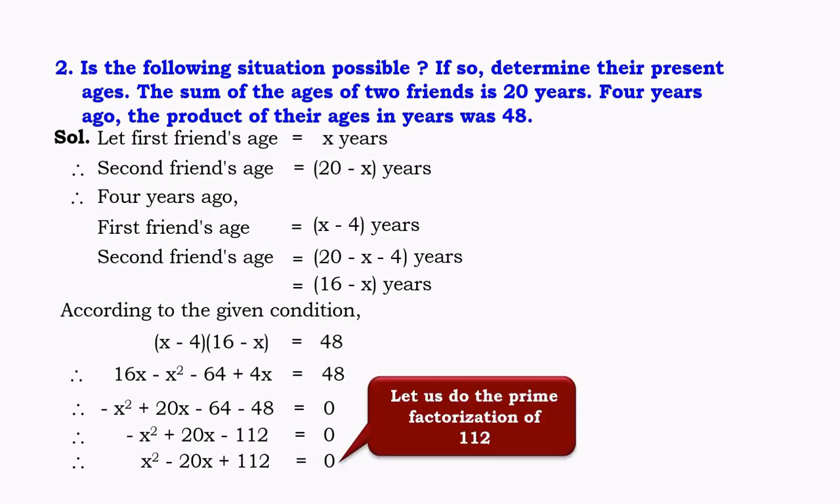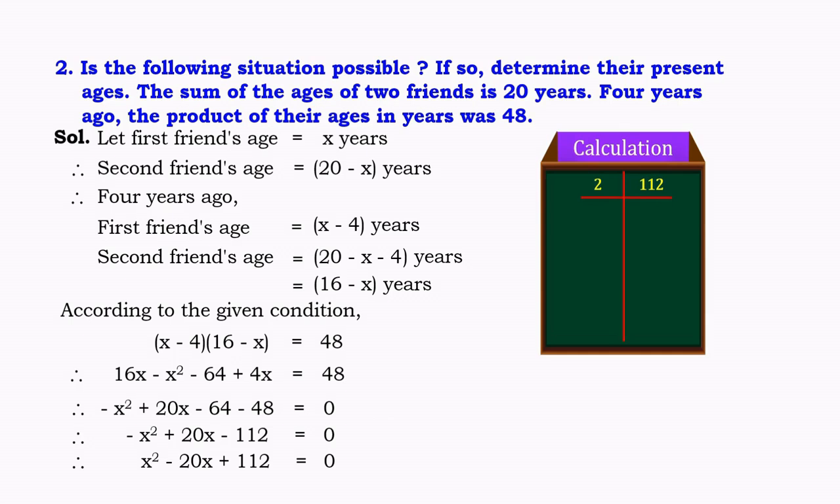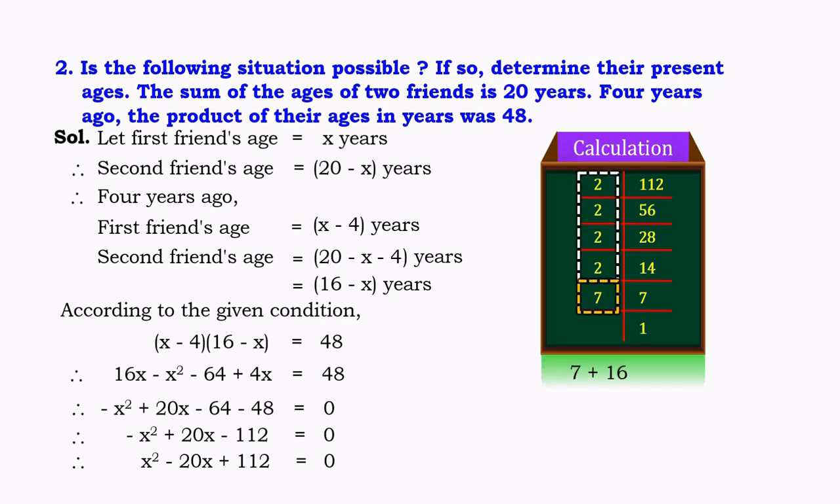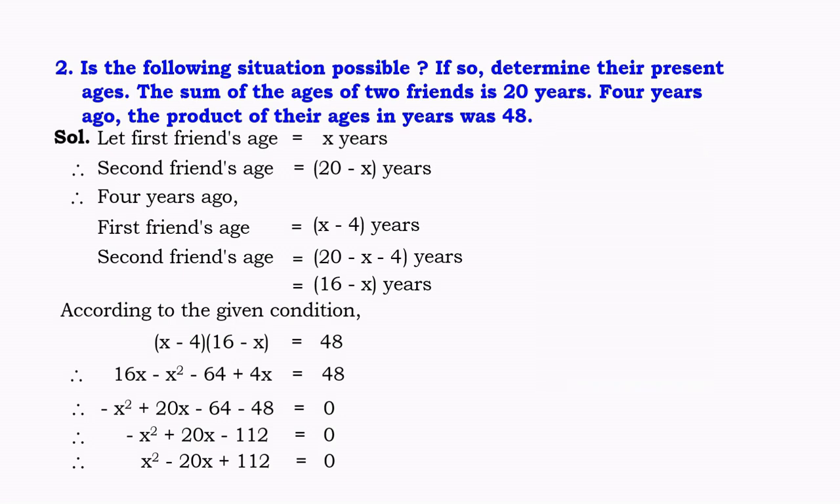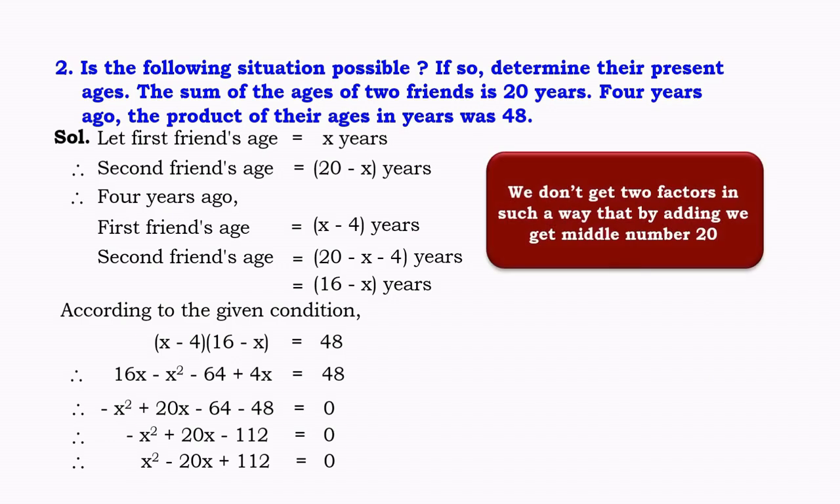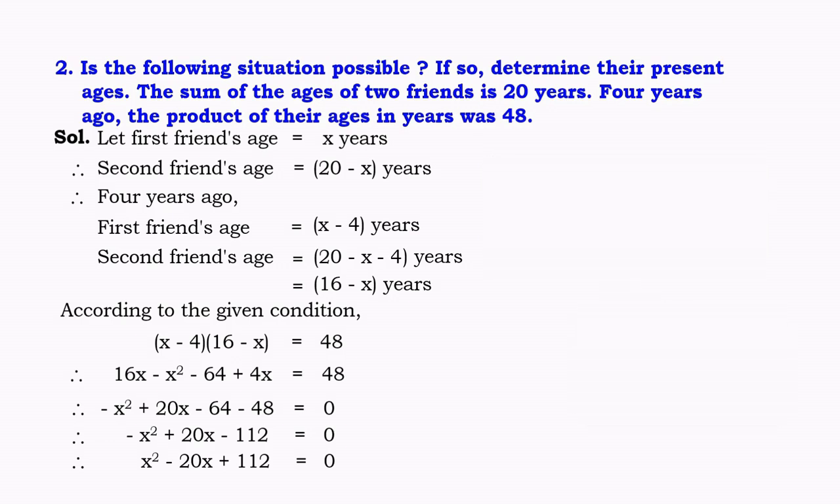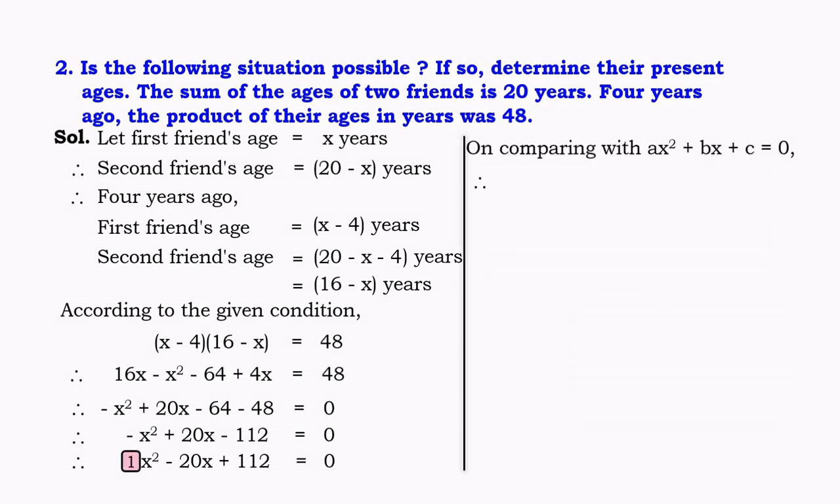Now let us try factorization. First, we find the prime factors of 112. However, we do not get two numbers whose product is 112 and whose sum is 20. Therefore, factorization is not possible. So, let us use the quadratic formula method. Comparing the equation with the standard form, we get a equals 1, b equals negative 20, and c equals 112.